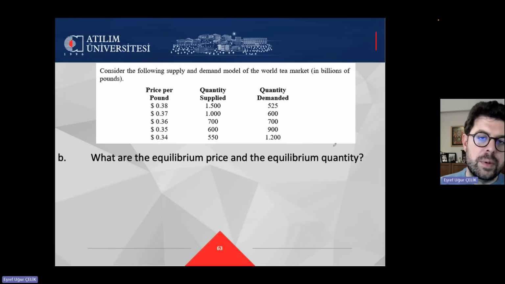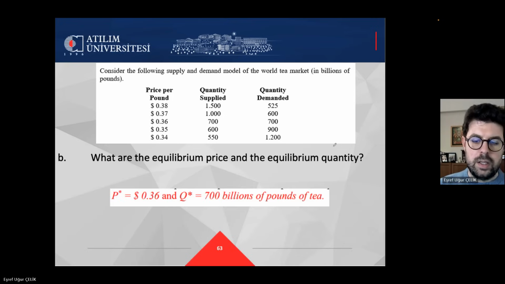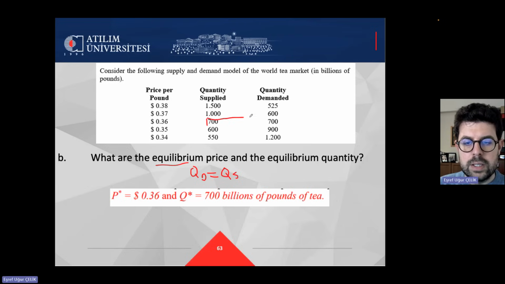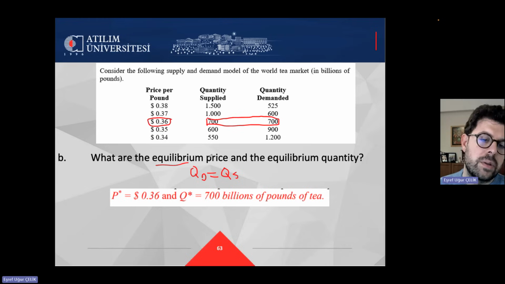What about the equilibrium price? You can remember the equilibrium condition. When I ask about equilibrium, always remember QD is equal to QS. So at that row, quantity supplied is equal to quantity demanded. And at that row, the price is 0.36 and the equilibrium quantity is equal to 700. Okay, that's all.